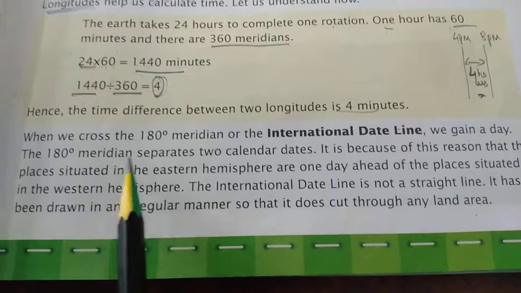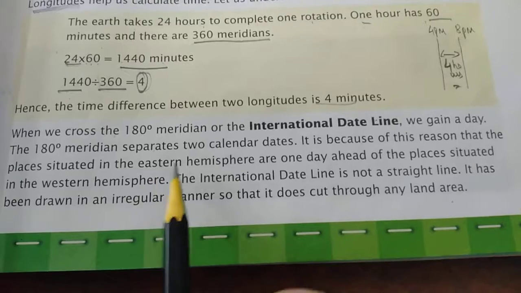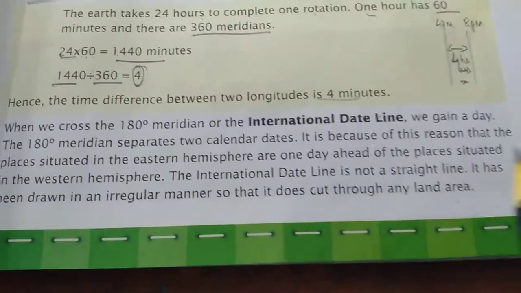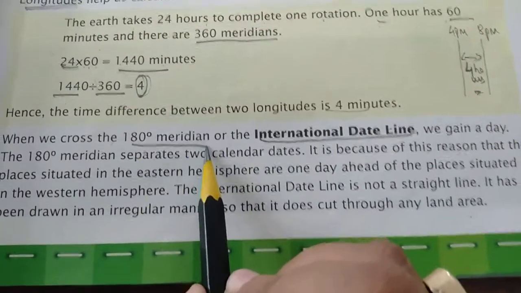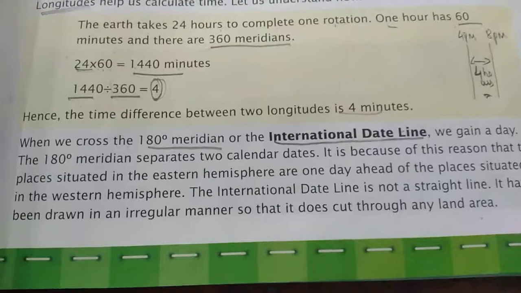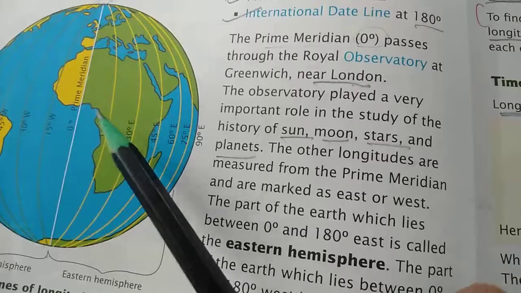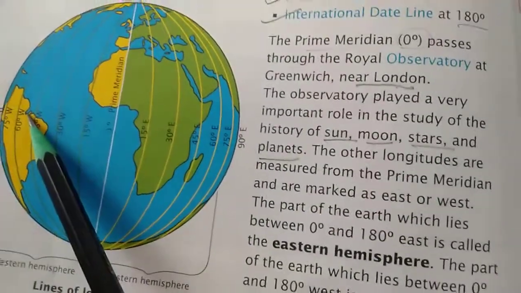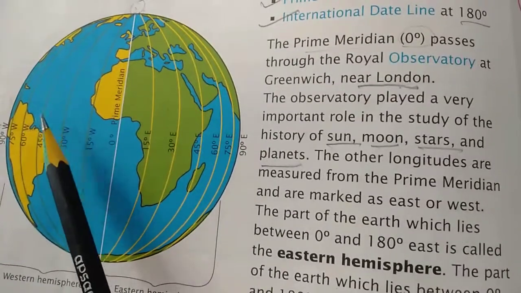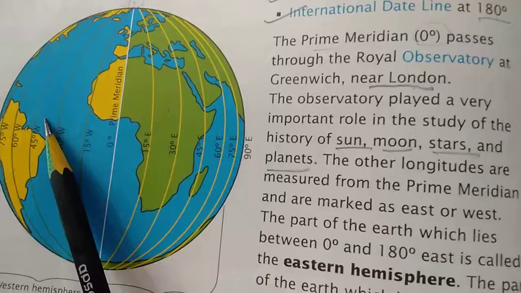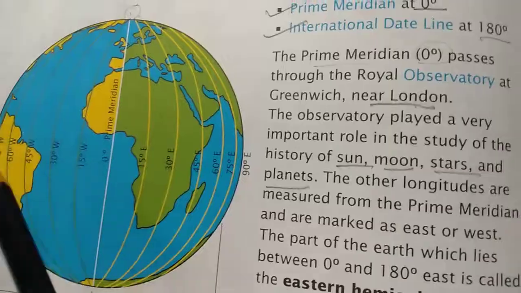The 180 meridian separates two calendar dates. It is because of this reason that the places situated in the eastern hemisphere are one day ahead of the places situated in the western hemisphere. So due to the international date line or the 180 meridian, the eastern half of the earth is one day ahead as compared to the western half of the earth. So if in the eastern half today is Wednesday, in the western half it will be Tuesday. So the eastern half is one day ahead of the western half of the earth.